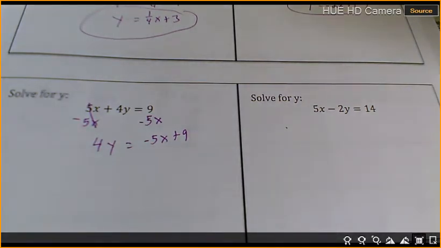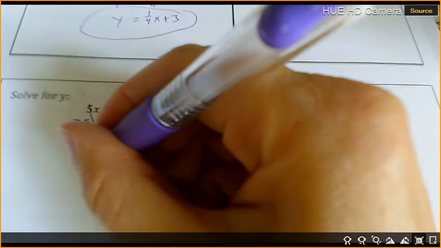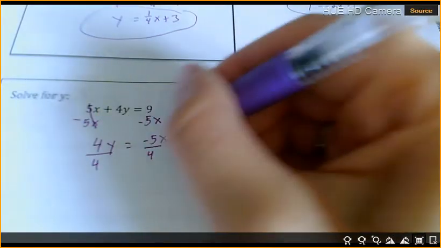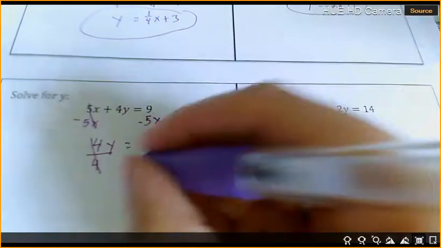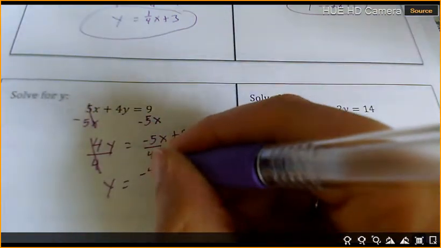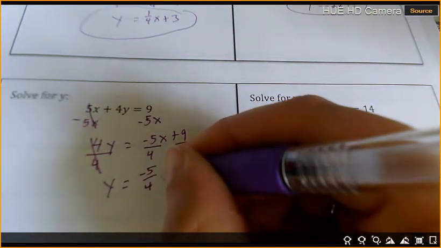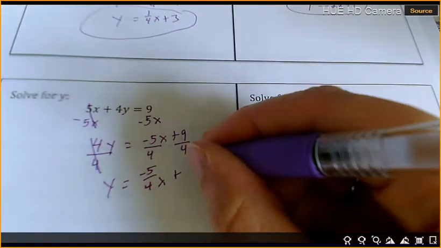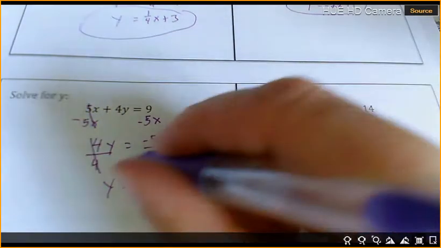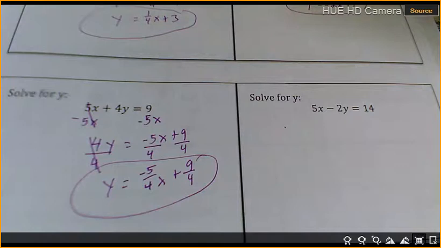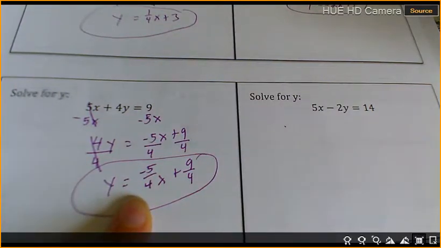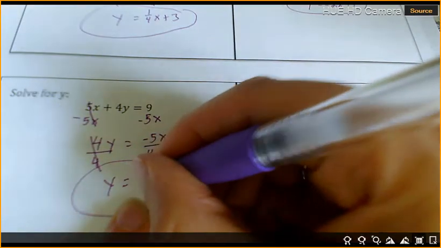Okay, what do I do next? Raise your hands. What do I do next, Nevaeh? Divide both sides by 4. Good. I like to divide everything by 4 when I do it. Y equals negative 5/4 x plus 9/4. You can leave it just like that. You can change 9/4 into a decimal if you want. Remember, don't change the slope into a decimal because it's going to make it harder to graph.